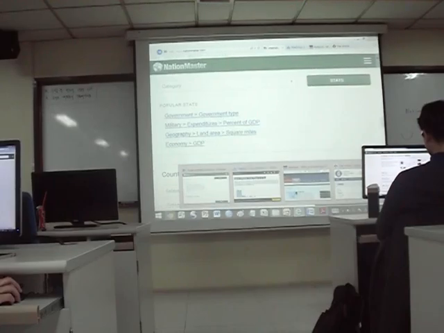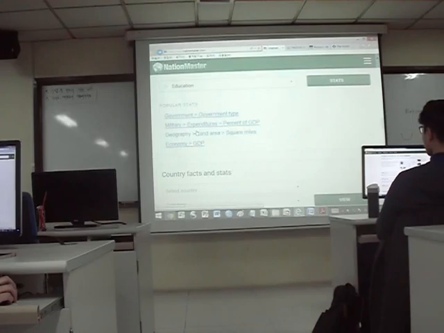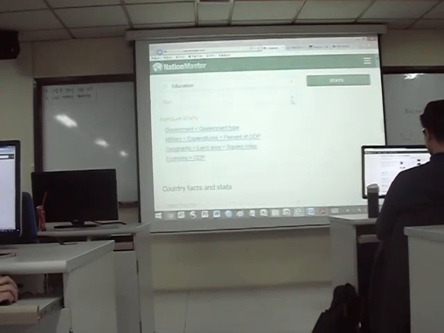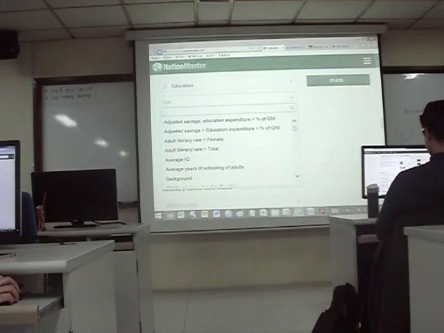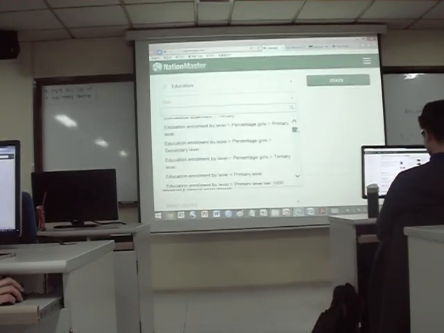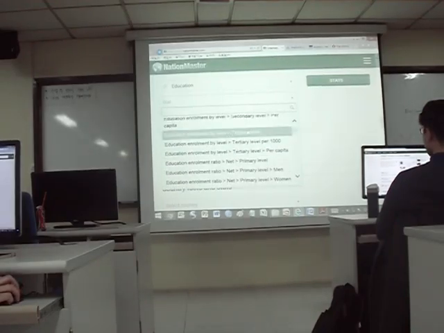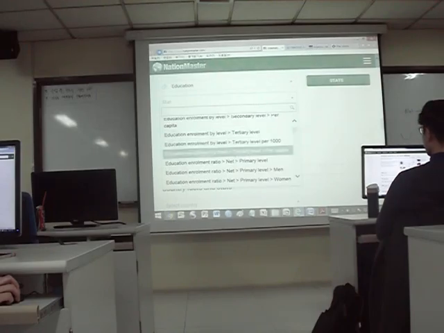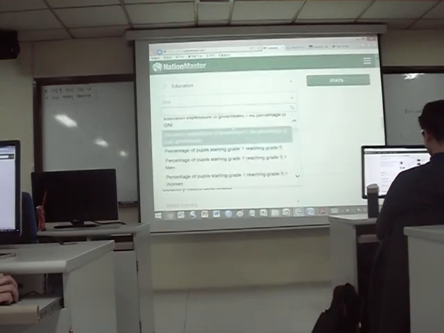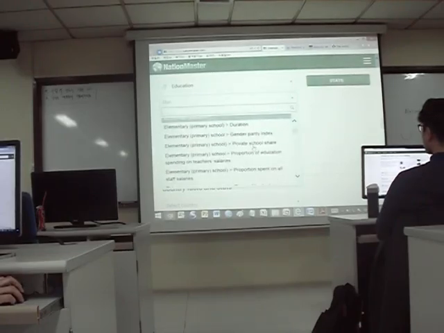We could also use this one for finding out about, let's say, education, right? Third level education. Education, adult literacy rate, how many people can read, okay? Education and enrollment, secondary, primary, here is tertiary level, okay? Tertiary level per capita. Do you understand this? Education enrollment by level, tertiary level per capita. So which countries have a high level, how much is the government spending on education? Right?